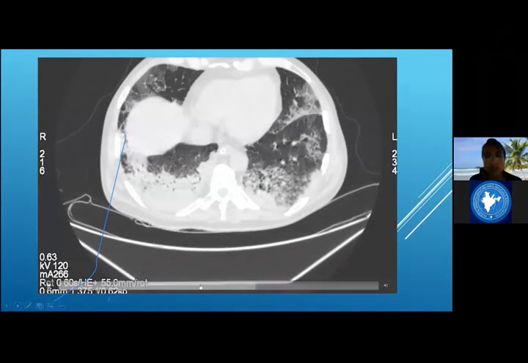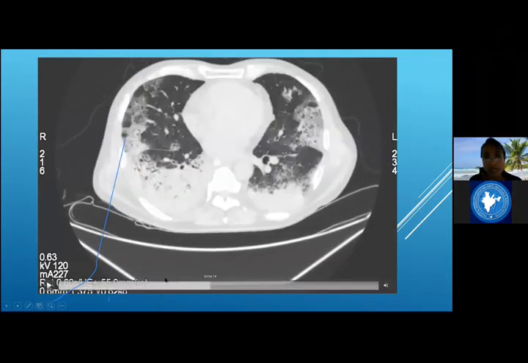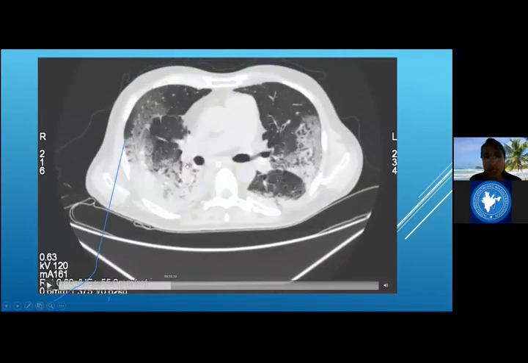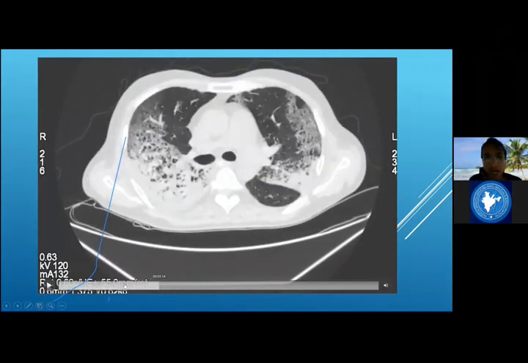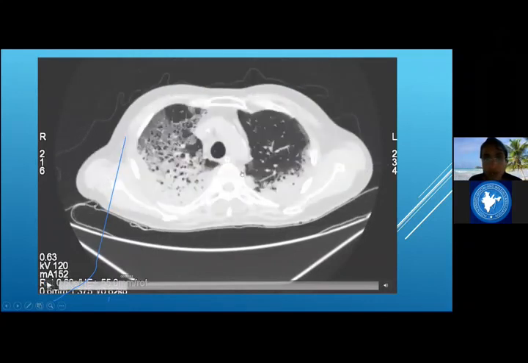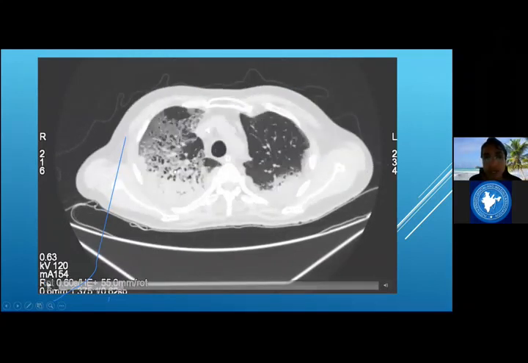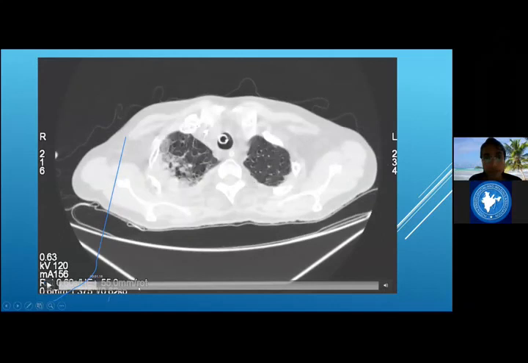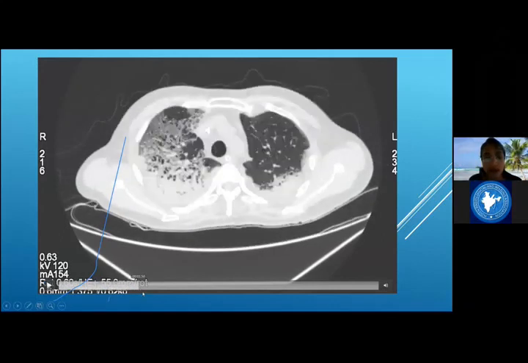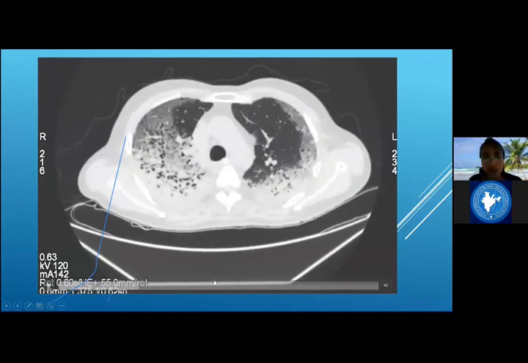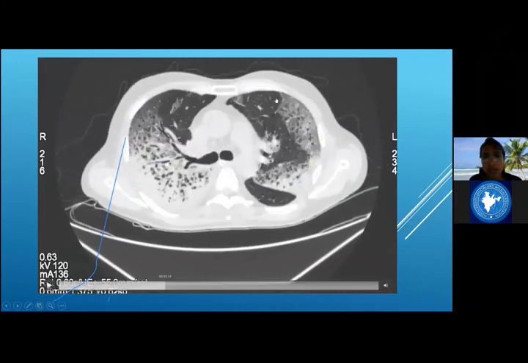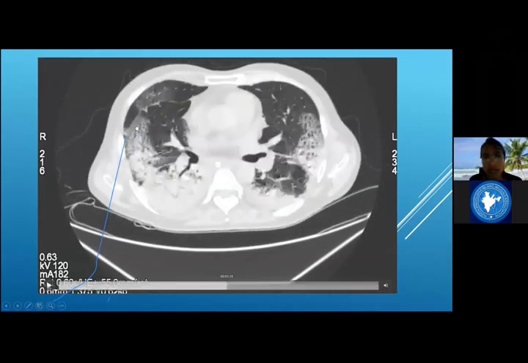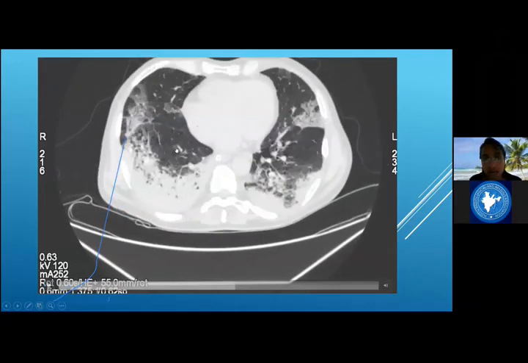When we start scoring, if you start from the upper lobes, in the right upper lobe almost 75% is involved, and this one is less than 50%. So it will be 4 here and 3 here. Coming lower down, the right middle lobe is also involving almost 50%, so it will be 3 here, but here it will be 4 because it's almost involving 75% of the lower lobes.